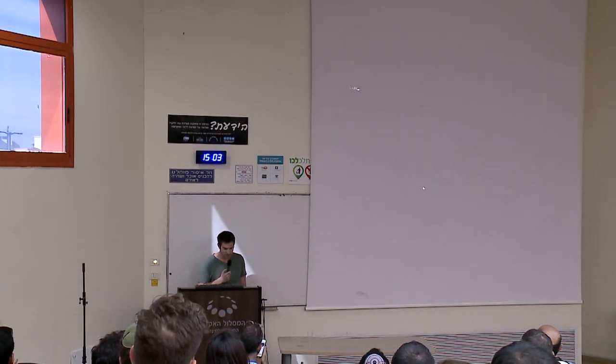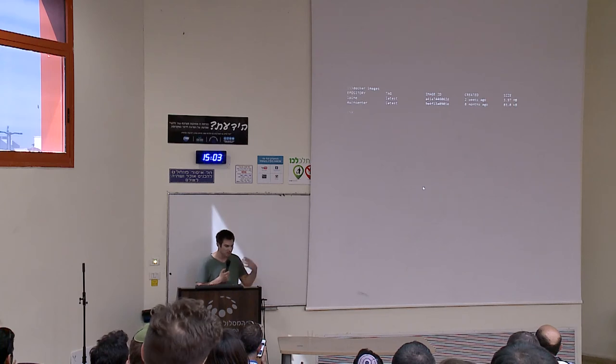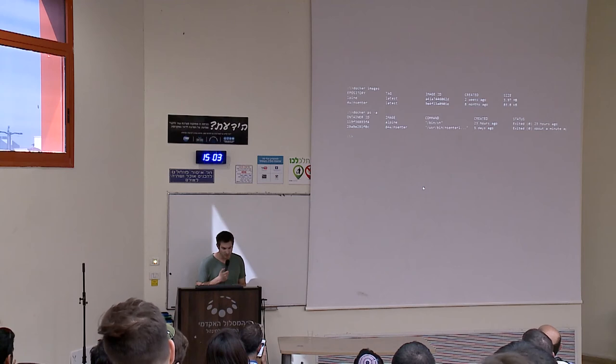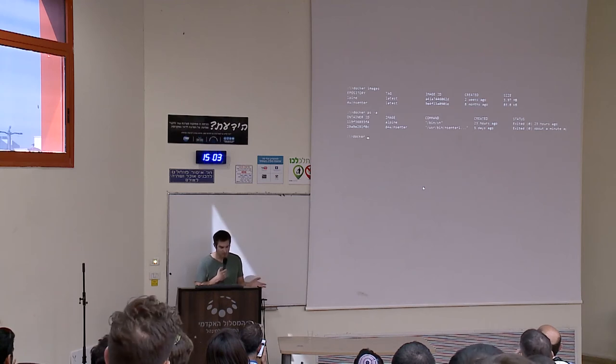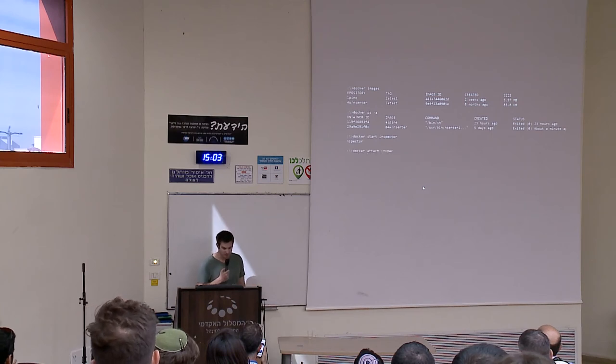So once I'm done, let's look again at the images and containers. So after the attack is done, we're back to where we started. We have two images and two containers on the host. And of course, it won't be any surprise that once we look inside the virtual machine, we'll find the shadow file.